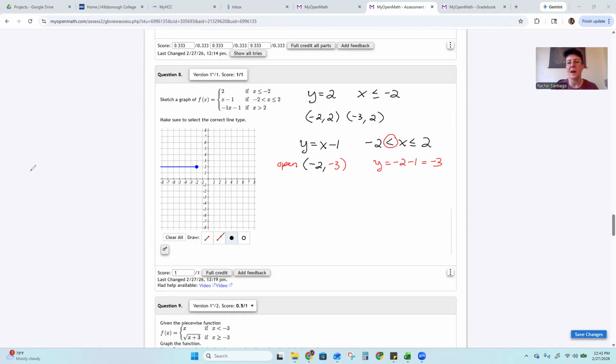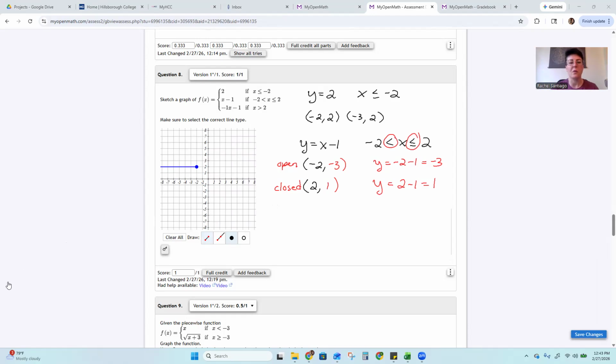So next I have to find the other boundary point, which is at 2. So I'm going to say, all right, when x is 2, what's y? So we have y is equal to 2 minus 1, easy, that's a 1. So my other boundary point is 2 comma 1, and we know that because this is less than or equal to, it has to be closed. So this is a line segment. It's not continuing towards infinity.